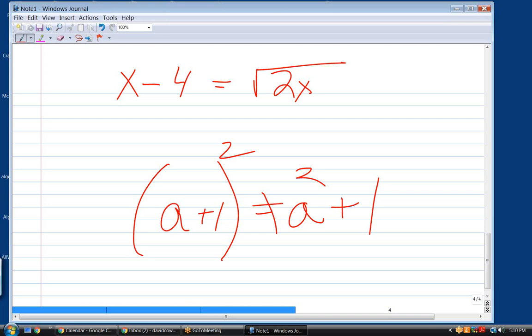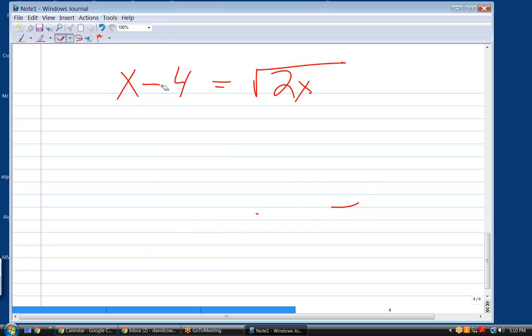Oh, I forgot to expand it. Exactly. In other words, when you square something, you have to FOIL it. So you're multiplying x minus 4 times x minus 4. What's that give us? X squared minus 8x plus 16. Good.